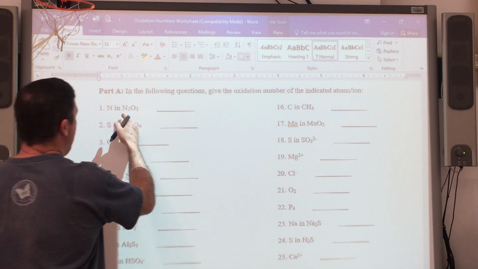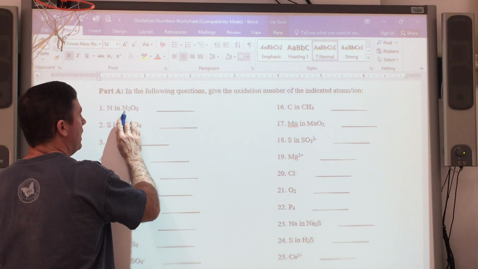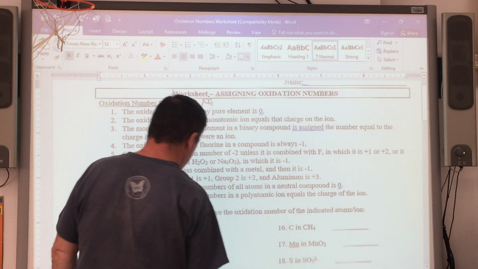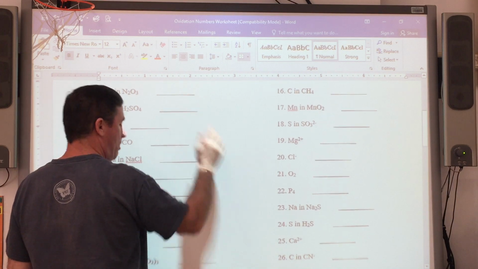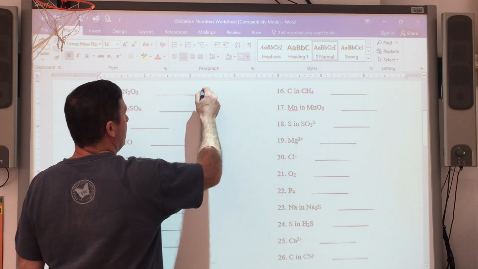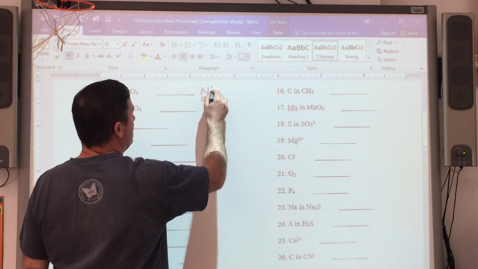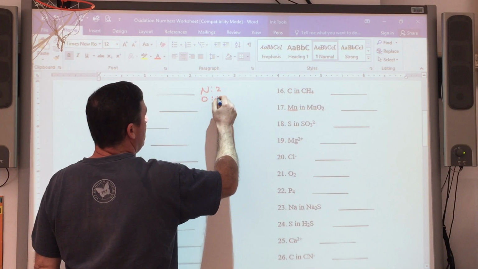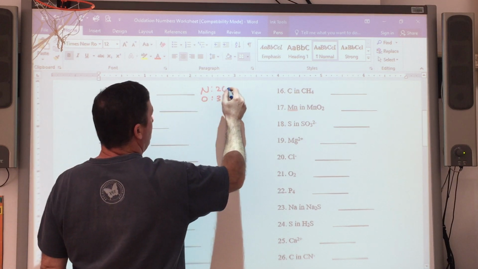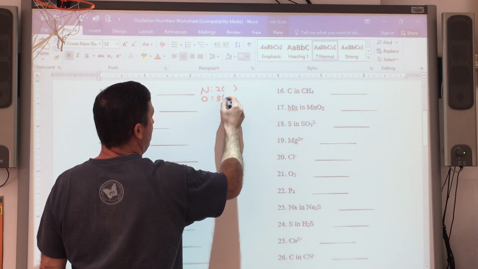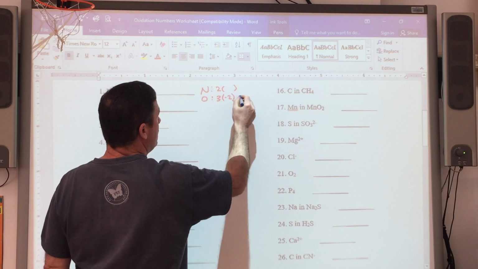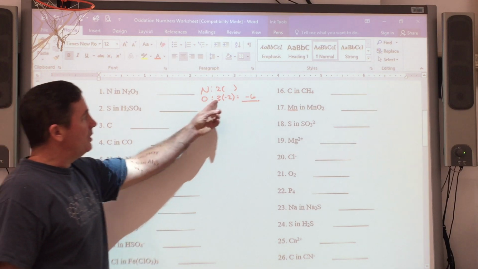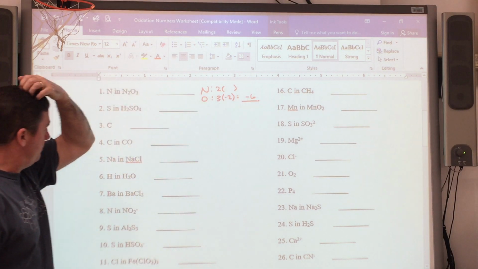Number 1, N in N2O3, that's dinitrogen trioxide. This is what I do each time, before I smash this screen. I write down how many of each atom there are: 2 nitrogens and 3 oxygens. I'm looking for nitrogen, so I'm going to leave this blank. And I know that oxygen is almost every single time -2. So 3 times -2 is -6.